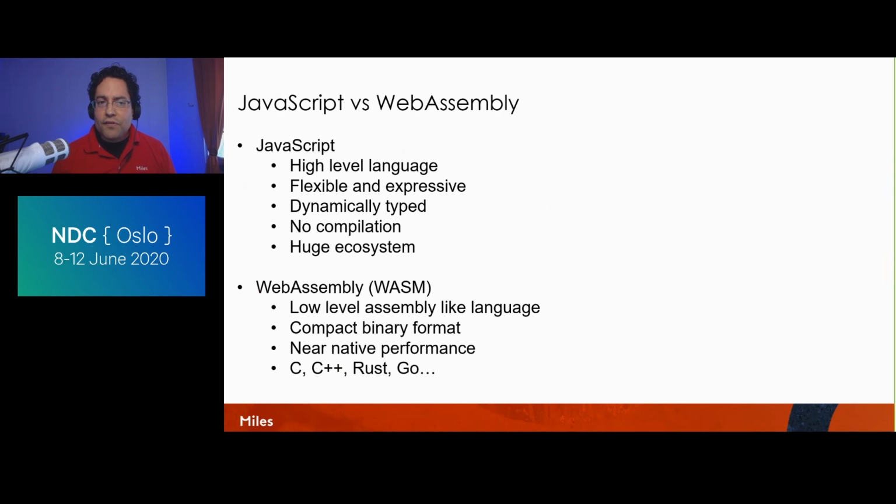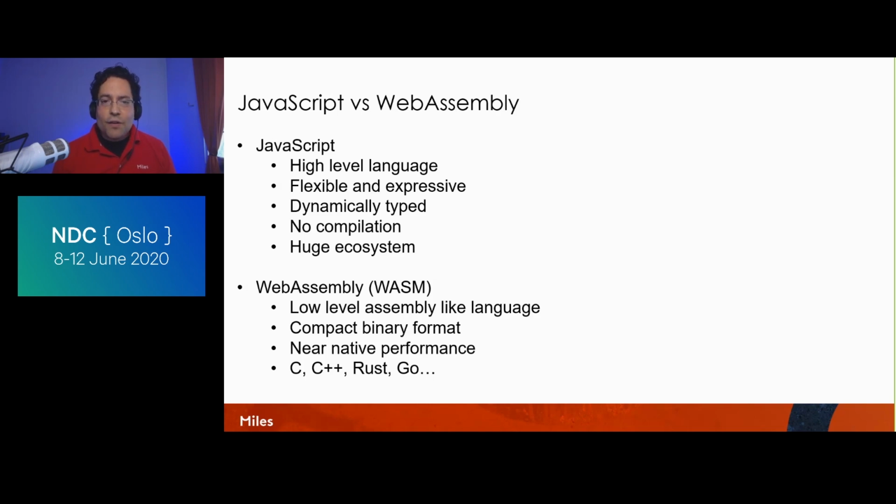First, if we contrast JavaScript and WebAssembly, we can see that JavaScript is more of a high-level language. It's flexible, expressive, dynamically typed, you don't need to compile, and it has a huge ecosystem. Whereas WebAssembly is much more low-level, and we will see in a couple of slides what it looks like, but it looks like an assembly-like language. It also has a compact binary format. And one of the advantages of using WebAssembly is that you can have near-native performance.